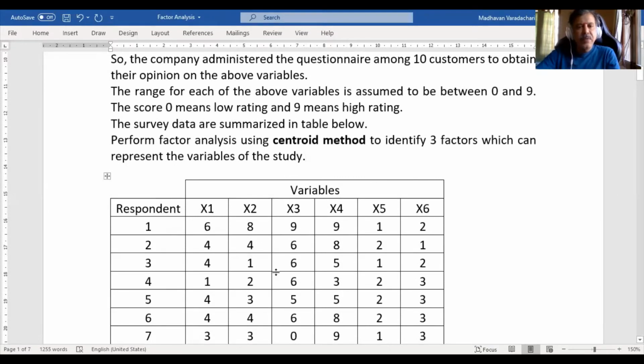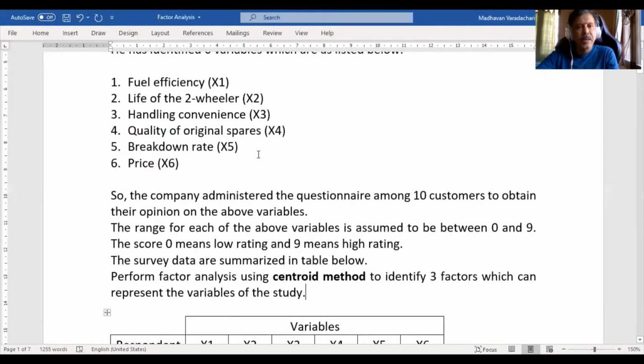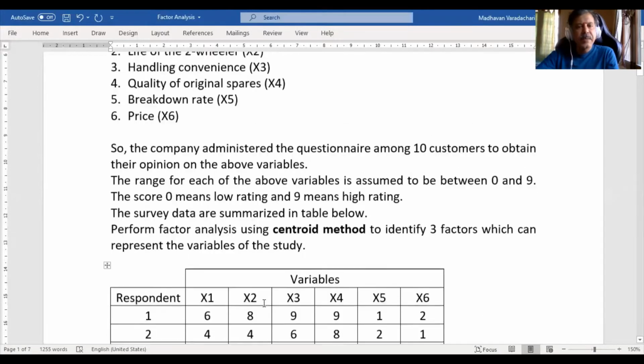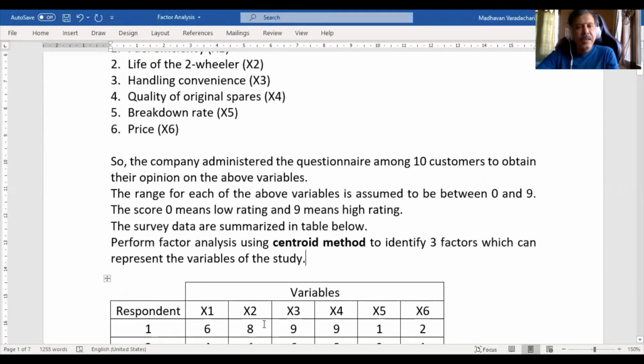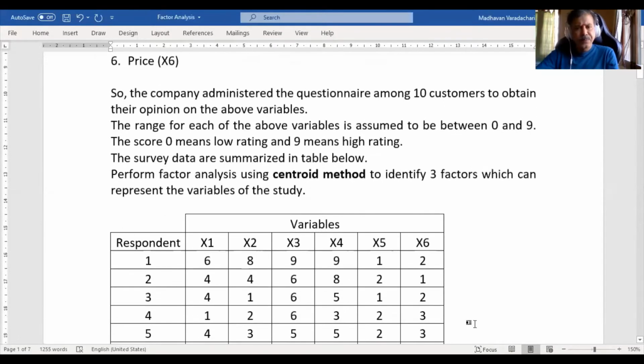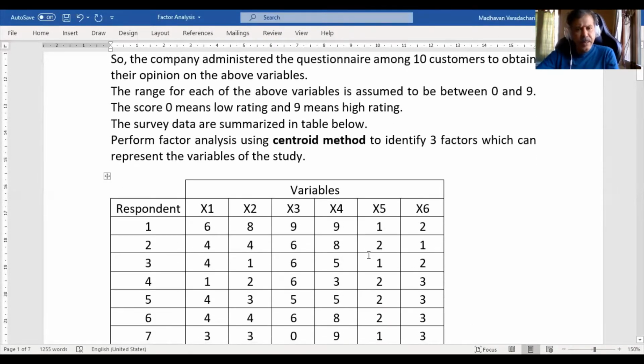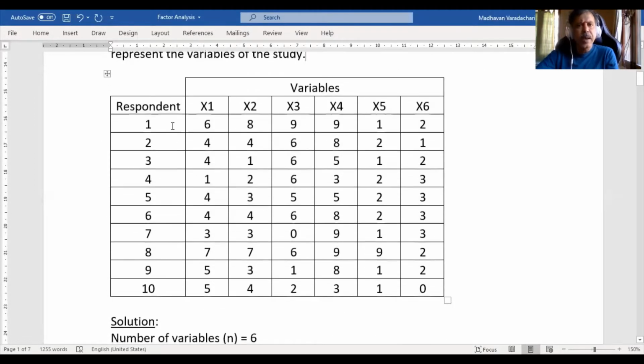These are the customer's ratings given for each variable. For example, respondent 1 has given a rating of 6 for variable 1. What does it mean? Fuel efficiency, he rated it as 6. Life of the vehicle, he rated it as 8. Handling convenience, he rated high, 9. Quality of original spares, he rated it as 9. Breakdown rate, he rated it low, it is 1. Pricing also he has rated low, which is 2. Likewise, every respondent has done their rating, and this feedback is obtained from 10 different respondents.